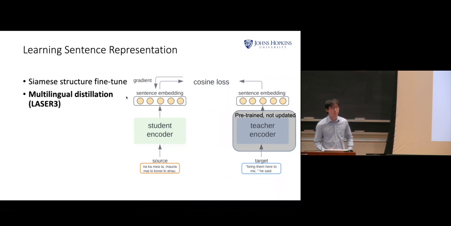So the net result of it will be two monolingual encoders, one for the source language, one for the target, whose representations are aligned for translation pairs. Yeah. Got it. Thank you.